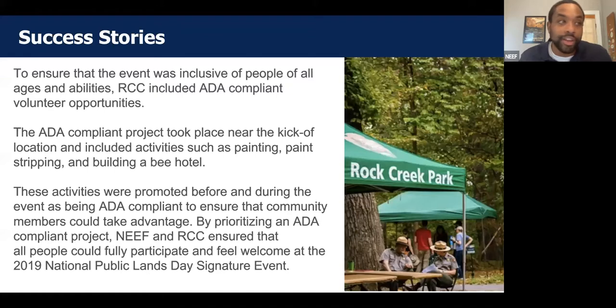I think they ended up building quite a few birdhouses, so it ended up being bee hotels, excuse me. So it ended up being just a really, really great opportunity for the park, but then also a great opportunity to make them, as I said, make them feel welcome, include and cultivate an inclusive atmosphere.